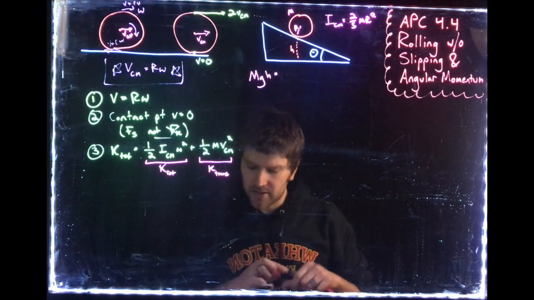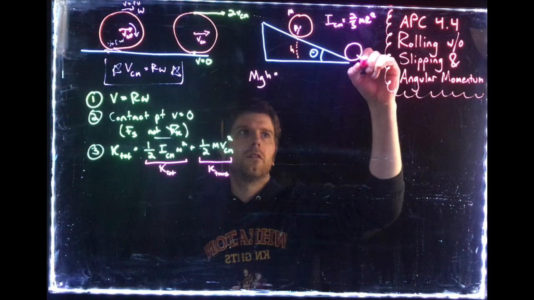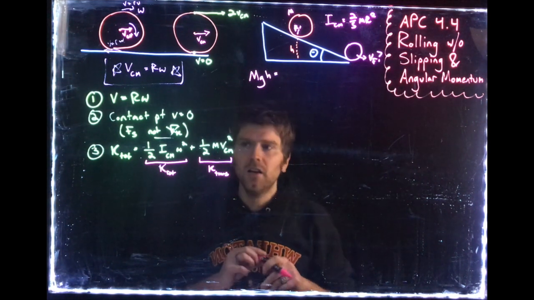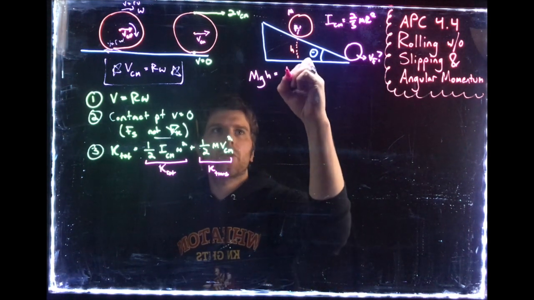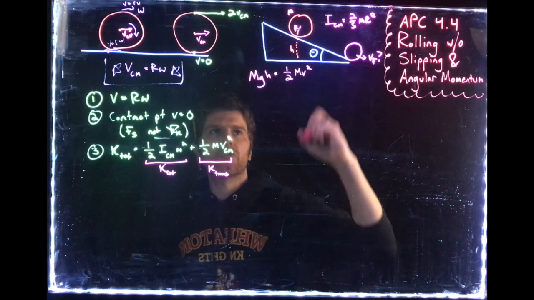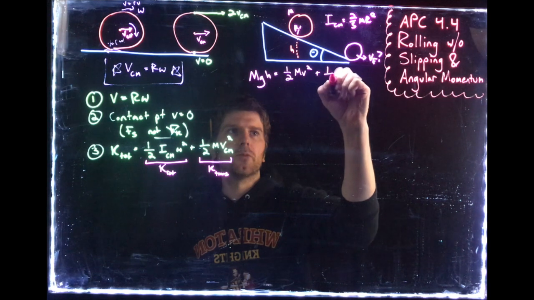It still descends a distance h. If we want to know how fast it's moving when it gets to the bottom of the ramp, the important thing here is that it's not just 1/2 mv squared anymore. All of that energy isn't going into translational motion. Some of that energy is now going into rotational motion.